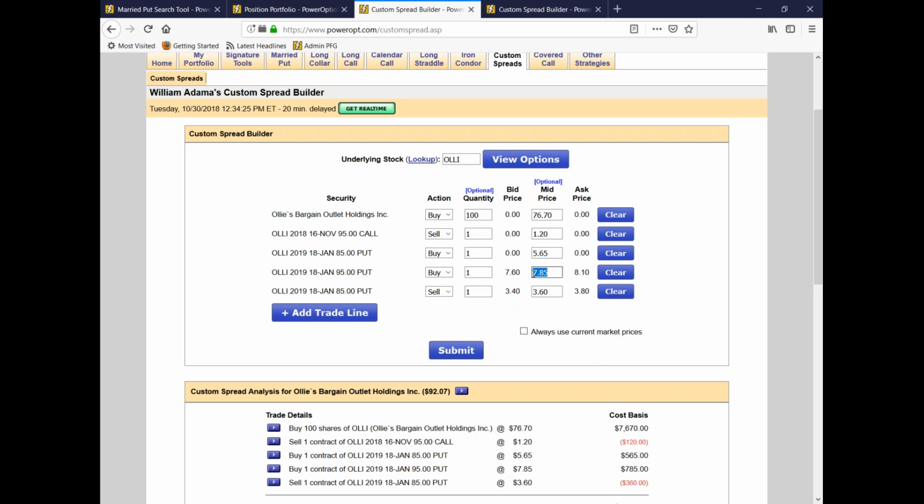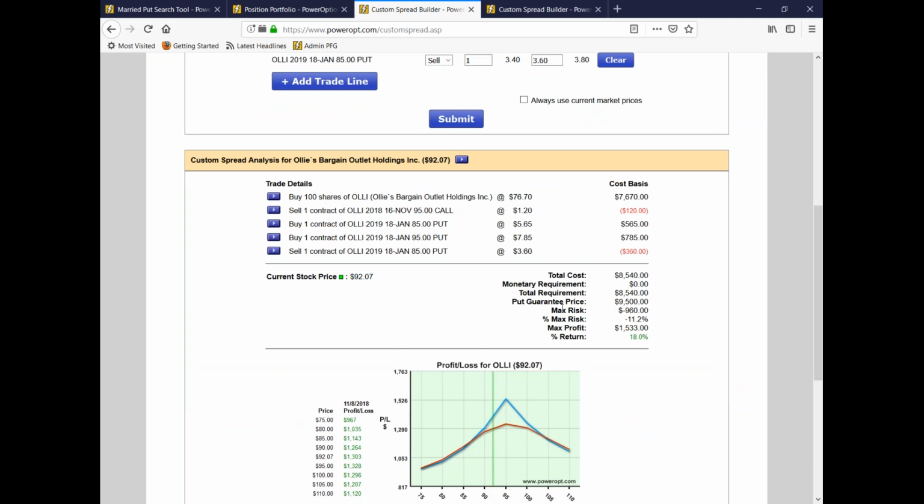I did add to the cost basis here, but now I have a guaranteed profit of 11.2% to the downside, and I still can make a peak of 18%. And even if the stock gaps up to 110, I'm still at a profit of around 10% on the position, a little bit higher. That's what's possible with these techniques.